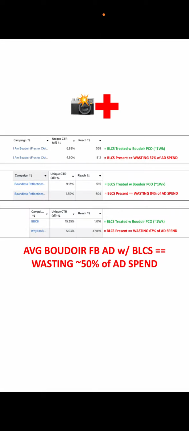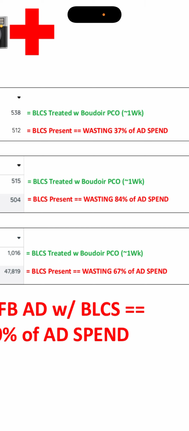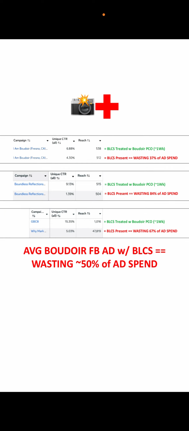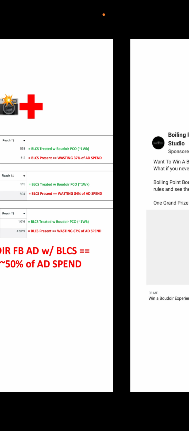So what I've seen is the average Boudoir Facebook ad with BLCS is wasting about 50% of its ad spend. I mean, look here, it's the real numbers out in the marketplace. 37%, wasting 84%, wasting 67%. That average is right there, 50 to 60%. So if it's spending 10 grand a month, that's 5K a month wasted down the drain easy. That's 60 grand over the next year. So we can recapture that, put that back in our pockets.